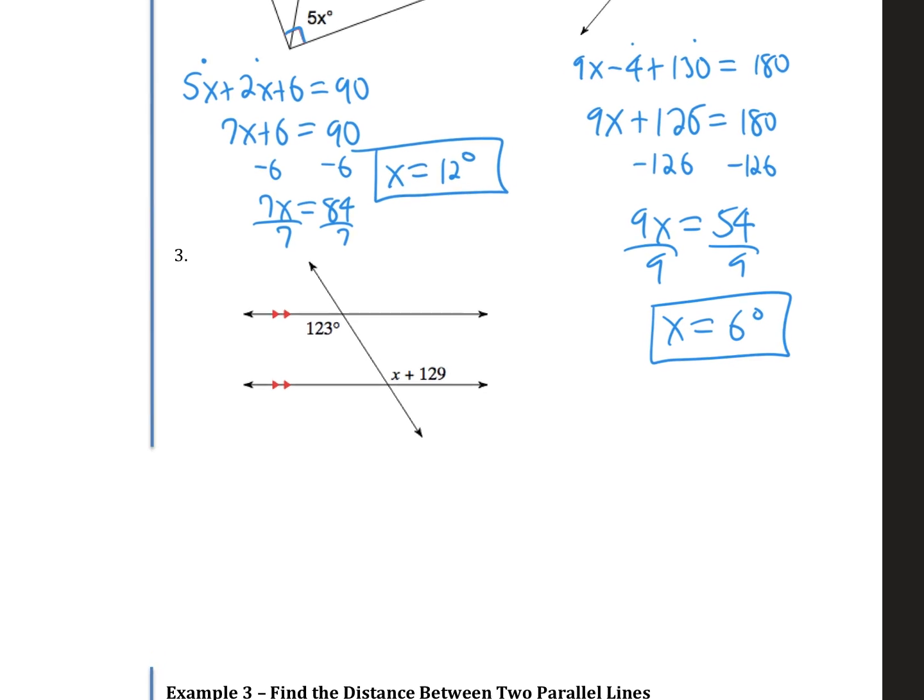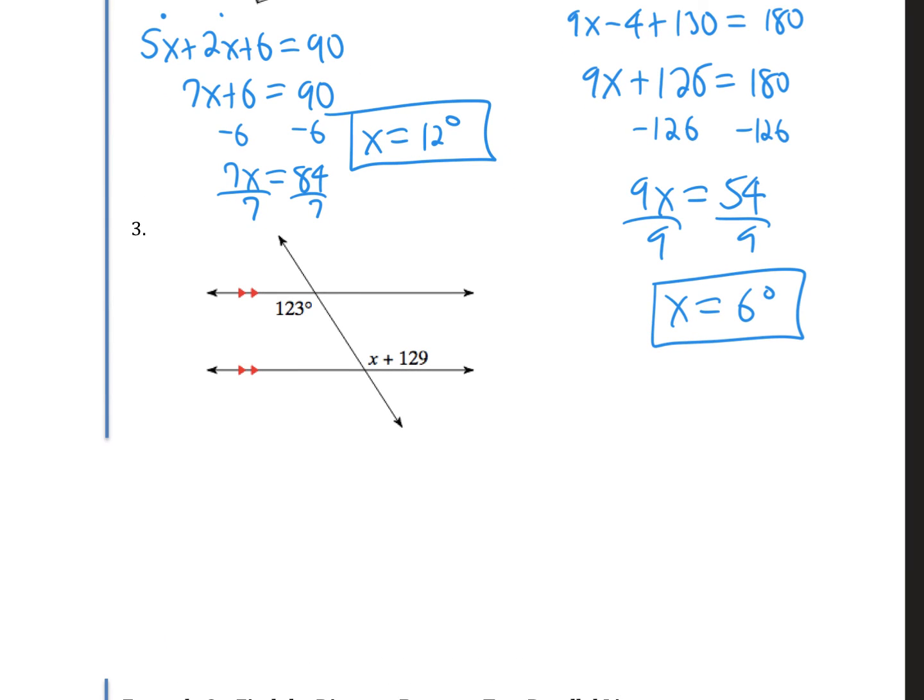All right, last example here for these checkpoints. We have 123 and x plus 129. What kind of angles are those? Those are alternate interior angles. Are those congruent or supplementary? They are congruent. So we're going to set them equal.